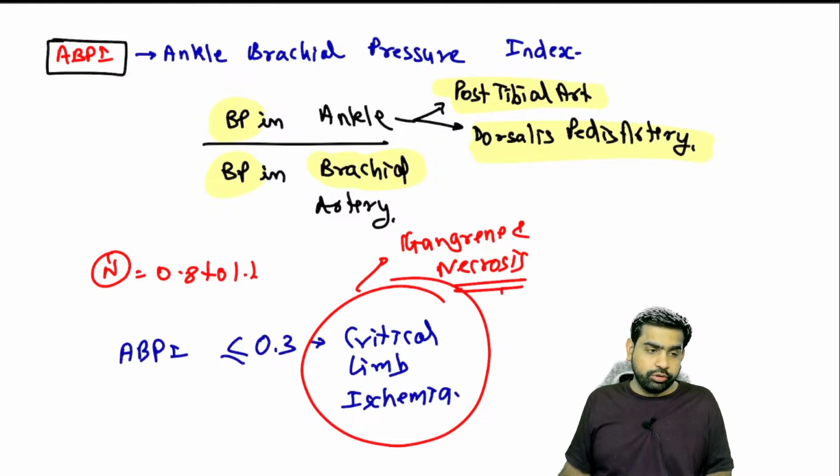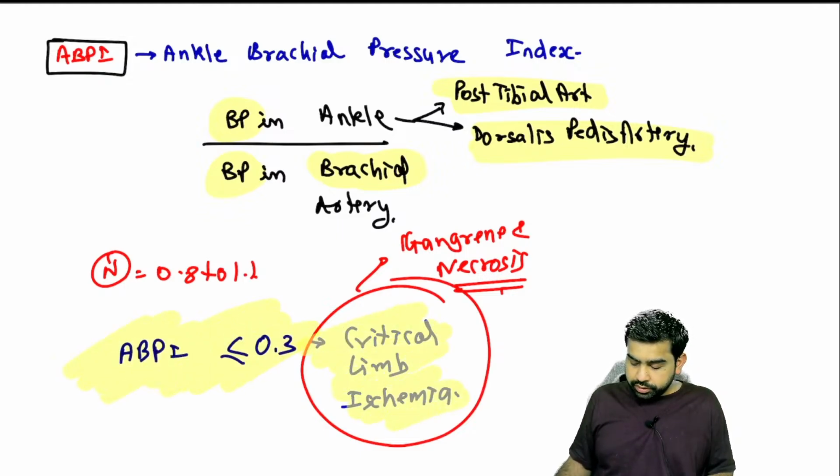I hope you are able to understand this particular point. Critical limb ischemia is when the ABPI is less than or equal to 0.3. Here the patient is at a risk of undergoing gangrene and necrosis. I hope you are able to understand these particular points.